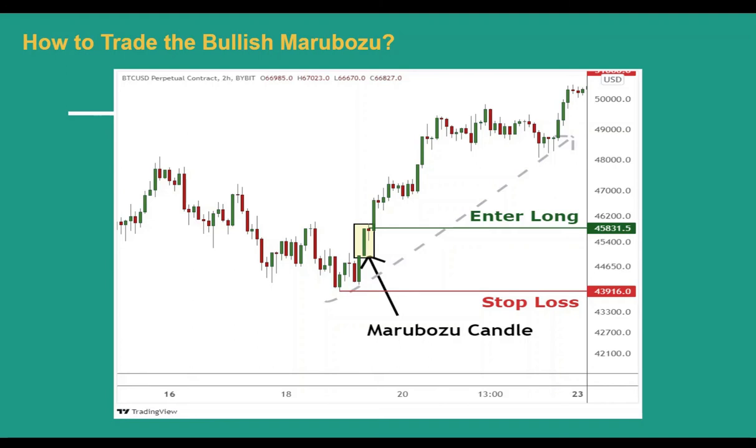So when the bullish Marubozu appears, the trader can expect more upside potential. As a result, opening the trade on the next candle here can be the entry point for going long. And you can place a stop loss just below the low of this Marubozu, or you can put the stop loss below the recent low. So this is how we can trade the bullish Marubozu pattern.